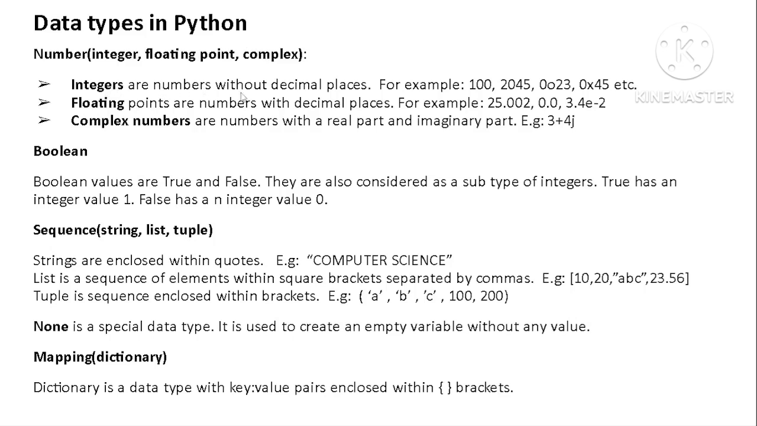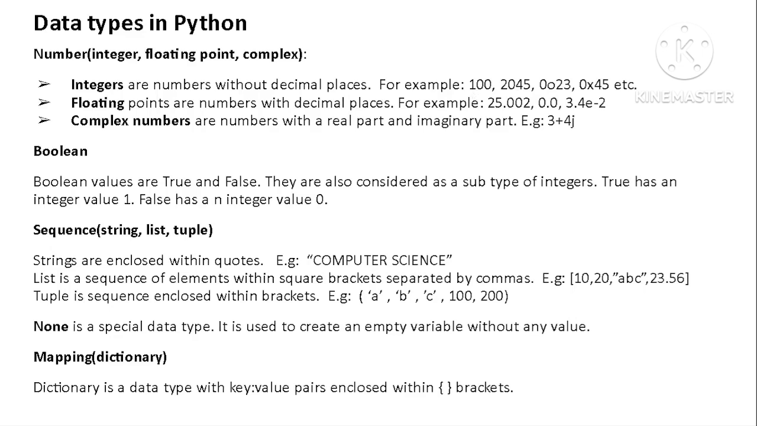Integers are whole numbers without decimal points, for example, 100, 2045. These are decimal number systems. You can also include octal and hexadecimal numbers which will start with 0. Remember, when you assign an integer to a variable, you can never say 0, 2. You simply assign x equal to 2.